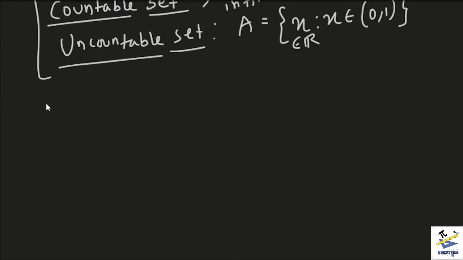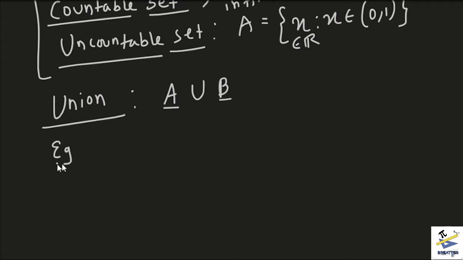Now we define two basic operations, which are union and intersection. So starting with union, the union of two sets can be defined using this sign, this U sign. This is called the union operator. And when you have the union operator operating over two sets, what it does is it combines the elements of both sets.